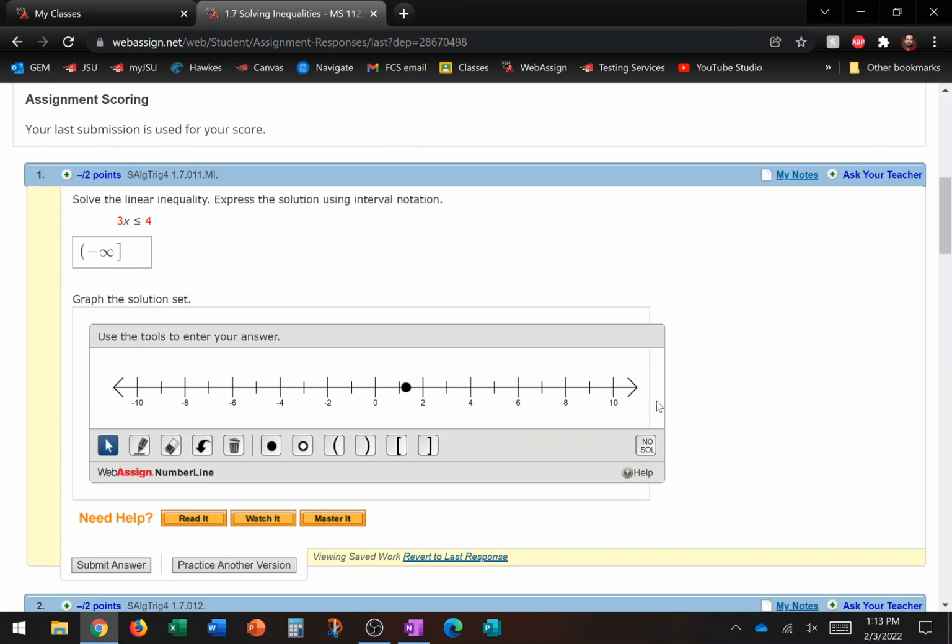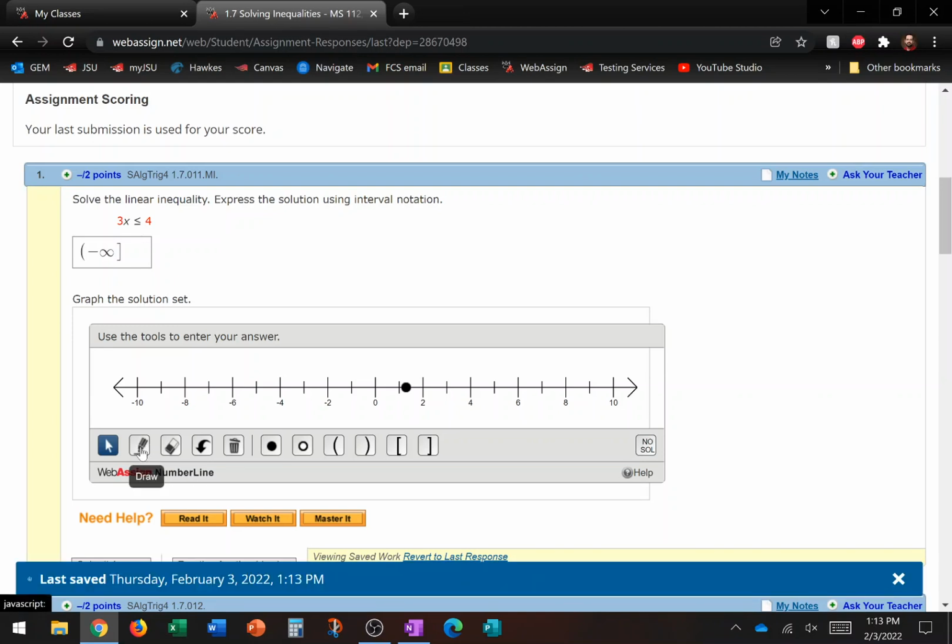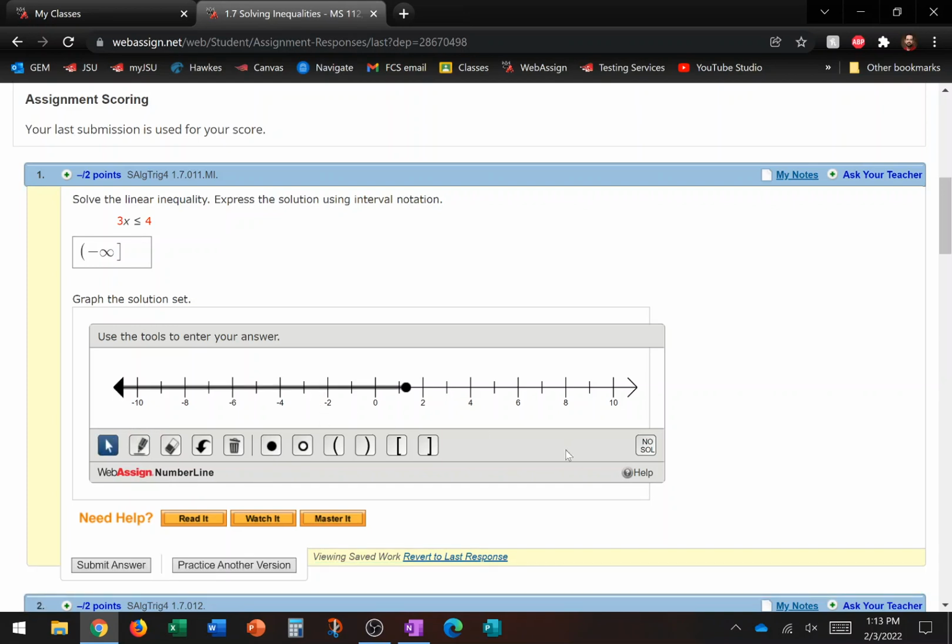And then to do the shading, you'll just go to this draw button. It looks like a pencil writing on something. And then you just click on whichever side. If you want to shade to the left, you click on the left side of your dot. If you want to shade to the right, you click on the right side of your dot. It's not too bad.